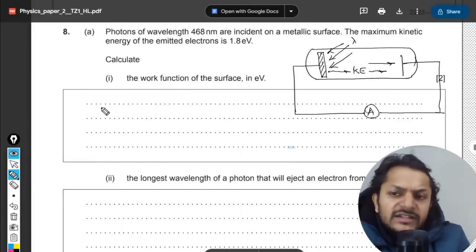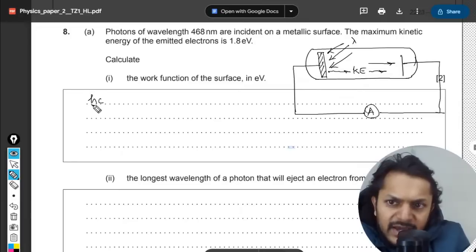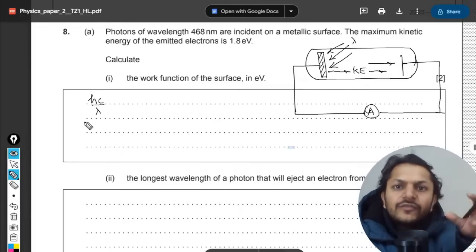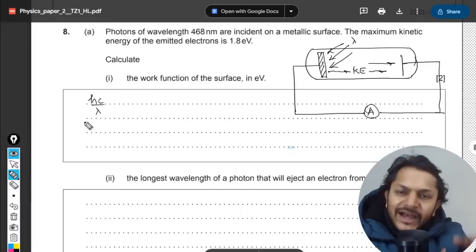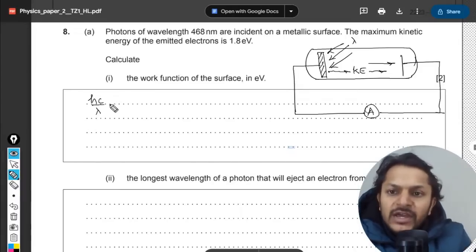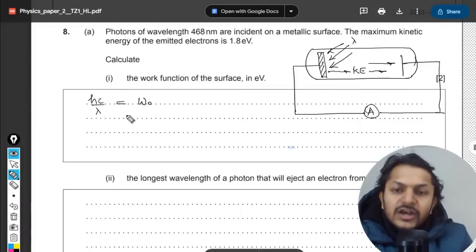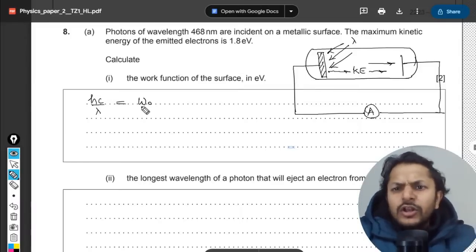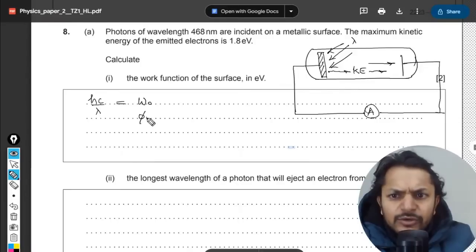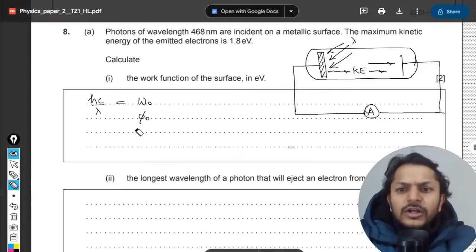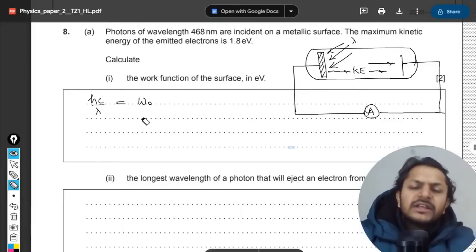So we know that the Einstein equation is given by hc by lambda, which is the energy of the incoming photon, which is actually absorbed by the electron now. So this is converted into two things. Number one is the work function. Work function is defined as, you can call it W0, or in many books it is written as phi 0, whatever symbol that you can use.